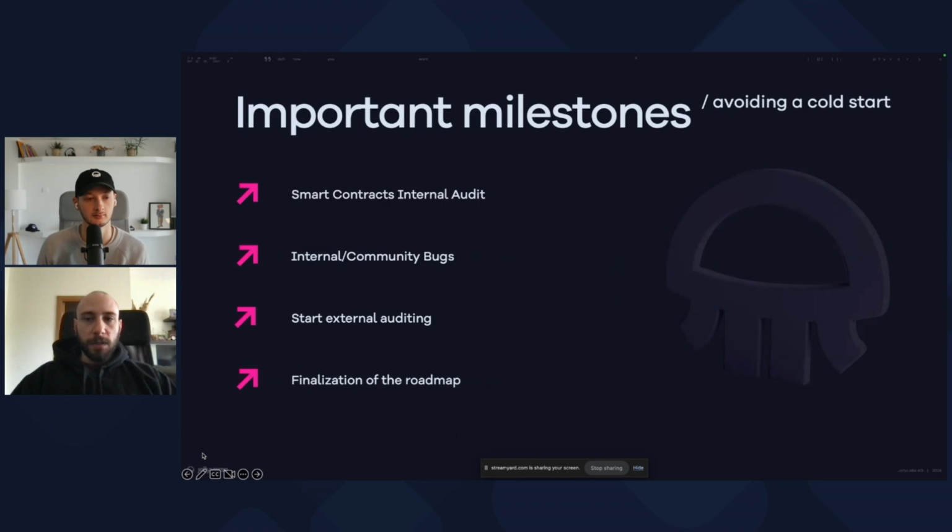Yeah, so these are some of the important milestones. We are currently performing internal audits for all the smart contracts made. Again, internal and external bug testing. External audits will be started this week, hopefully, if everything goes well, and of course, finalization of the roadmap. So yeah.